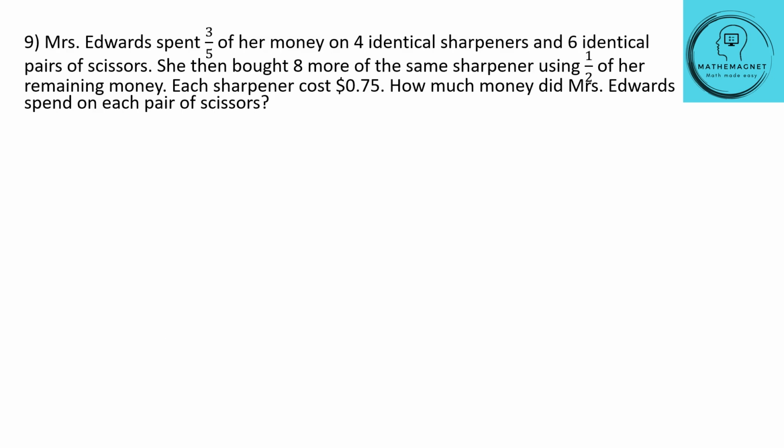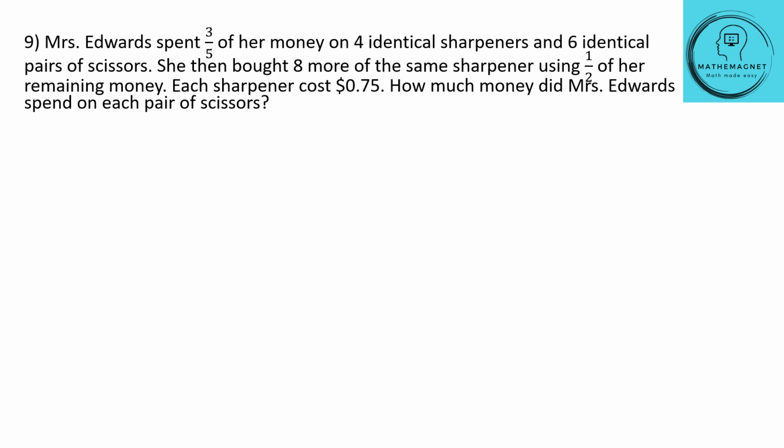Let's look at the next question. Mrs. Edwards spent 3 by 5 of her money on 4 identical sharpeners and 6 identical pairs of scissors. She then bought 8 more of the same sharpener using half of her remaining money. Each sharpener cost $0.75. How much money did Mrs. Edwards spend on each pair of scissors?